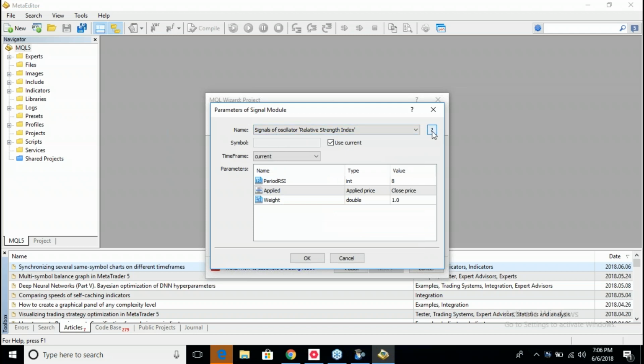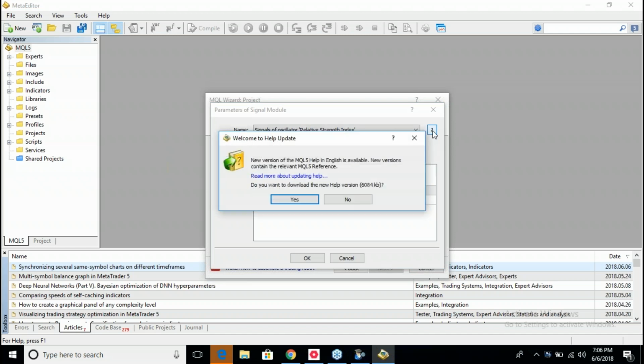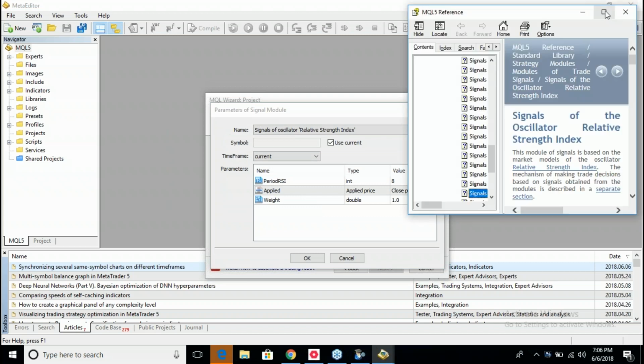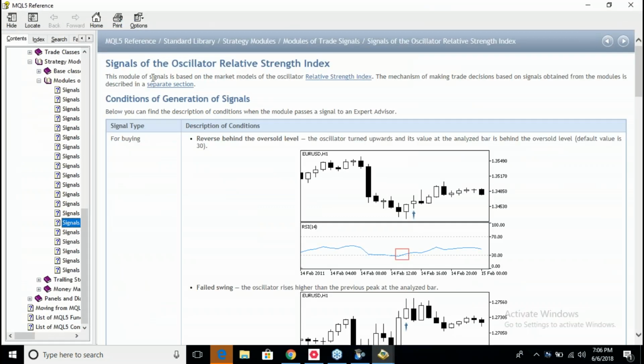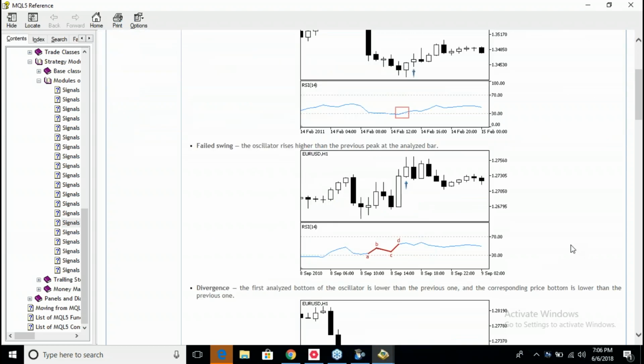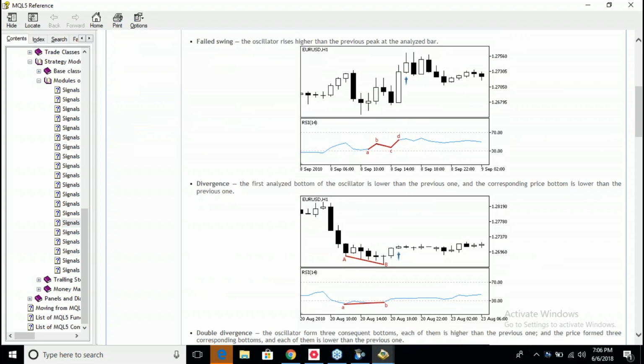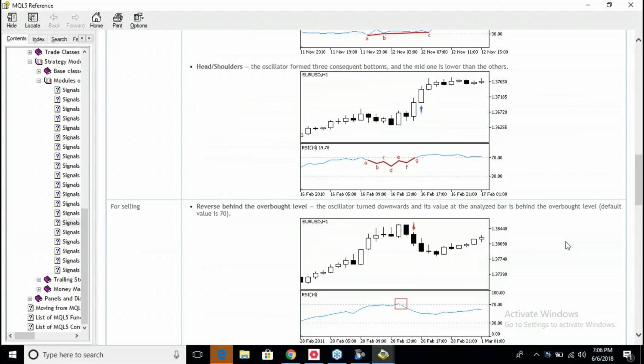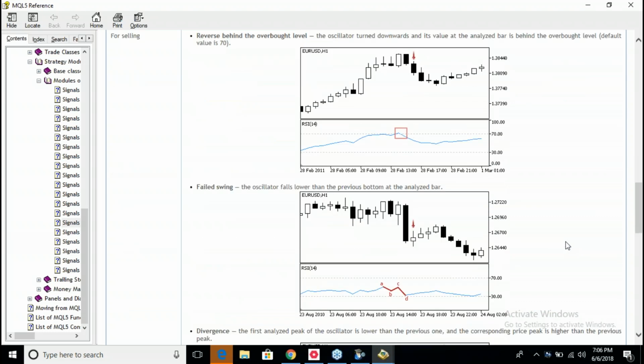So if you actually hover here and click on this question mark, you should keep the documentation database updated. But if you then click, it actually tells you exactly what the oscillator RSI index triggers on. So it says for buying, it triggers on this reversal thing. I'm not exactly sure. I've never read through this documentation, but it's unbelievable the functionality you can build out of the predefined, pre-programmed indicators they have here.